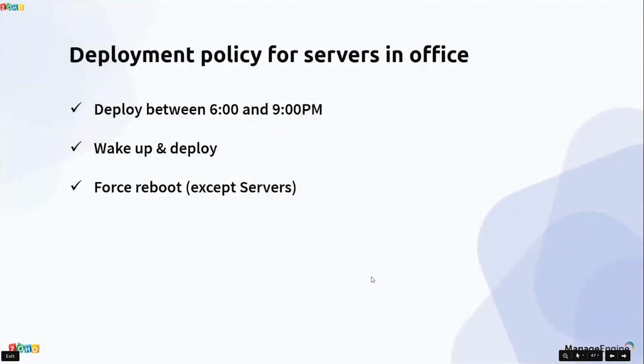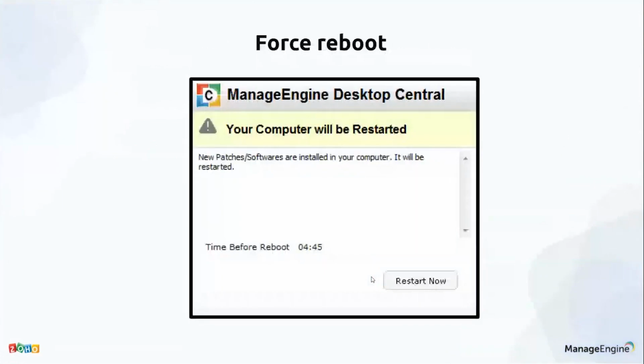Policy for servers. As we discussed earlier, you can set up a time frame when the deployment should go through, and you can wake them up and deploy the patches if the machines are on the LAN. And here is a screenshot of the force reboot pop-up that appears on the screen. We will be providing the end user a default timeout of 5 minutes before the force reboot happens, so that the end user can save all the work and the files which are open. In case you want to extend the timeout, that is also possible through the deployment policy.